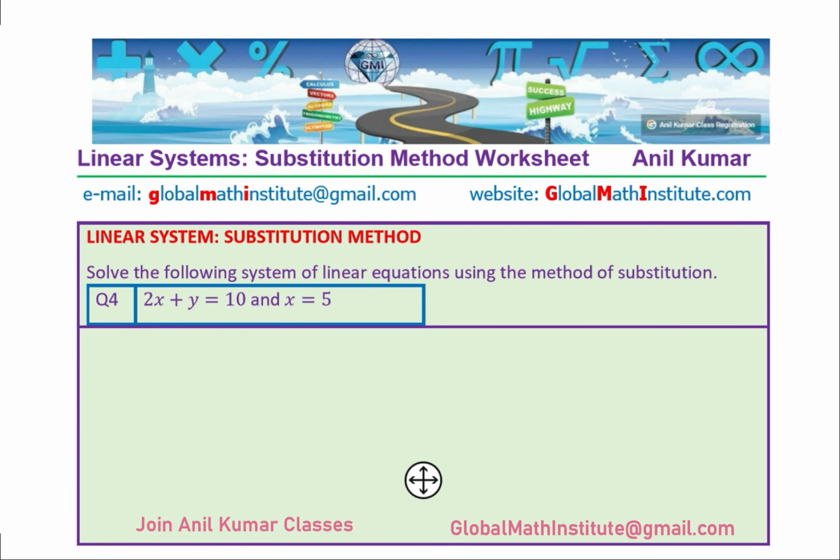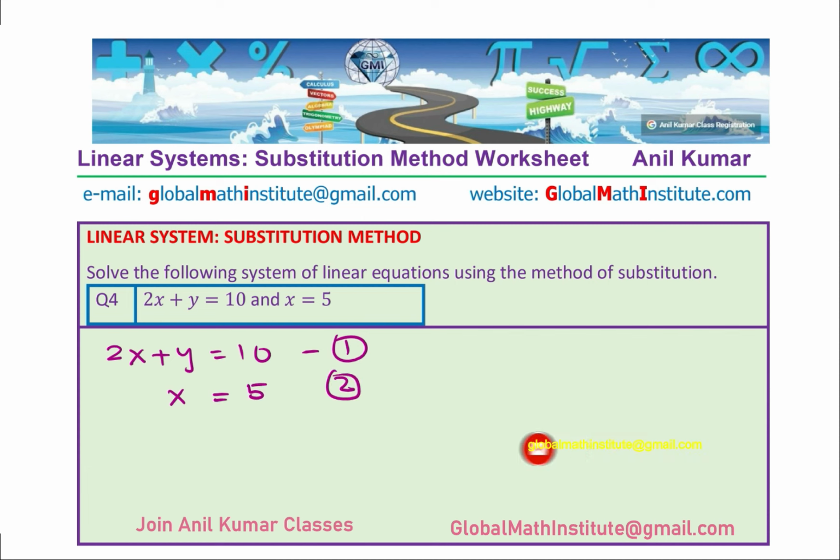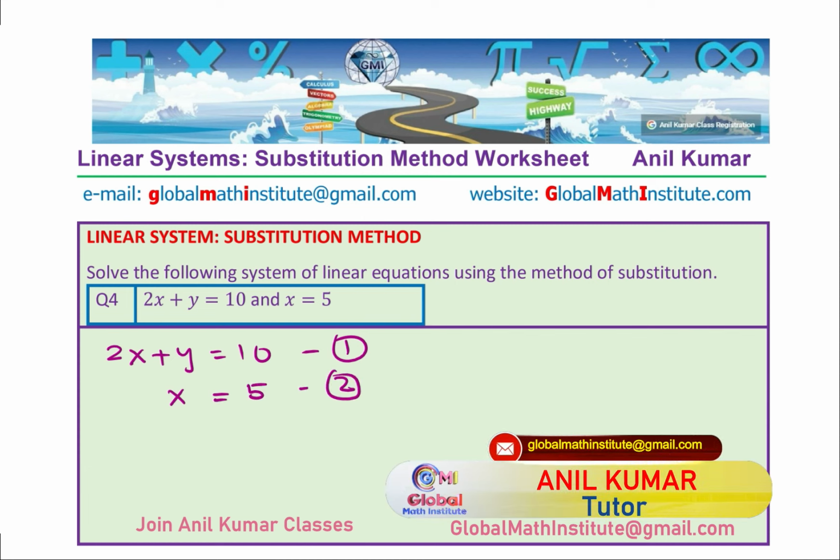The last example for you. Here we have the two equations, which are 2x plus y equals to 10. We'll write this as equation 1. And then we have x equals to 5 as equation 2. Since we are already given x is 5, we have only to find the value of y.